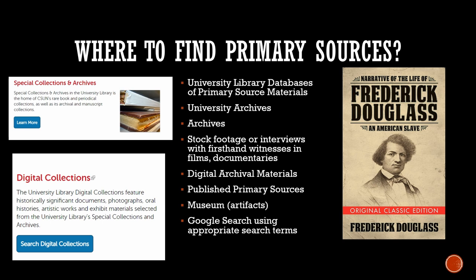Another thing you might want to consider, if you don't want to go to a physical archive, if you don't feel like looking at what's out there digitally, another option is to look at published primary sources. These are sources that have been transcribed from the original document and put into book format, and in some cases they've been put into article format. A classic example in U.S. history is the Narrative of the Life of Frederick Douglass. There's also the option, of course, of citing museum artifacts as your primary sources, depending on what your topic is.